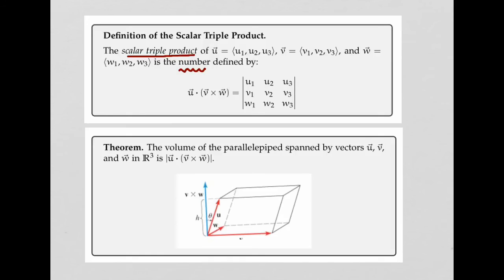Turns out that the scalar triple product has an interesting geometric meaning. Specifically, the absolute value of the scalar triple product u dot v cross w is none other than the volume of the parallelepiped spanned by the vectors u, v, and w. This is illustrated in the figure here. And that's vector v here.